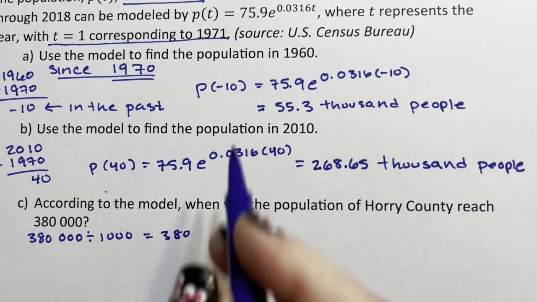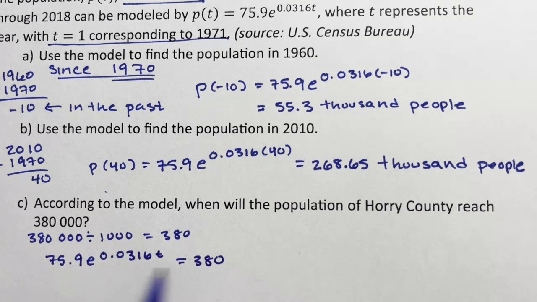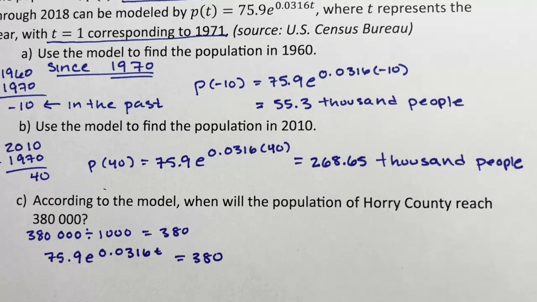All right, so then I'm going to take the 75.9 e to the 0.0316 t and set that equal to 380. I wanted to make sure the numbers were of the same notation, in thousands. Then before I can do any other calculation, I need to get that isolated. I can't just take the natural log at this point. I need that part of the equation isolated.